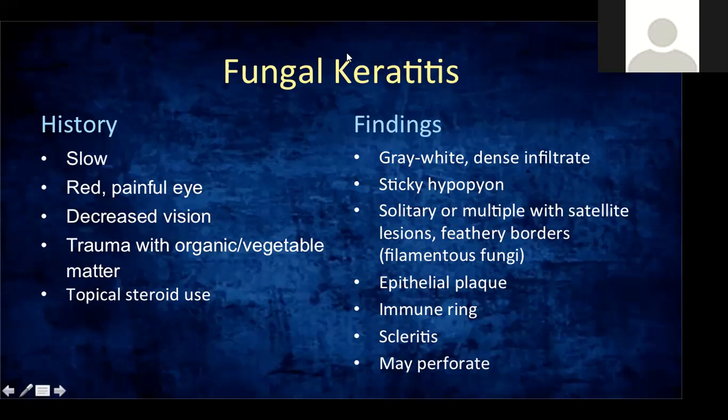They can present to you in many ways. They're usually gray, gray-white infiltrates with sticky hypopyon, solitary or multiple foci of opacities. Okay, you can have an epithelial plaque, immune ring, scleritis. In severe cases, it can perforate.